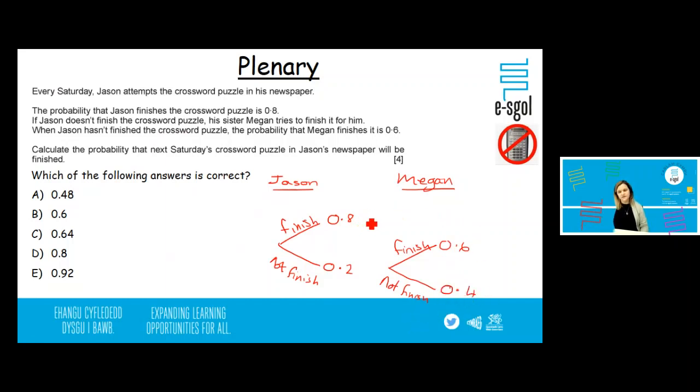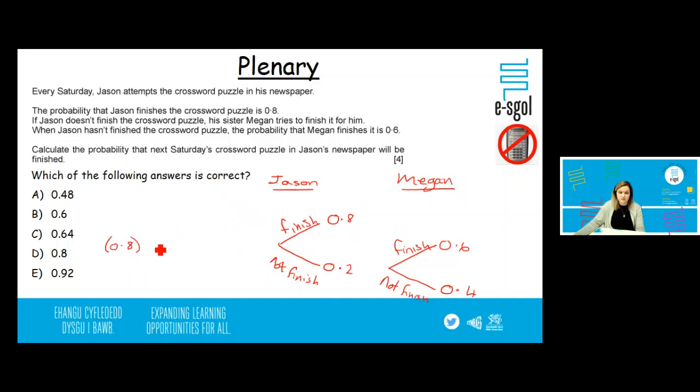Now I haven't finished or completed anything at the top part, and that is because this is talking about a crossword being finished. If Jason has finished the crossword, there would be nothing for Megan to have a go at. So that tree diagram for the top part doesn't exist for Megan, because the crossword has already been finished. So where the question says what is the probability that the crossword gets finished, doesn't matter who is doing it. For Jason finishing it is 0.8.